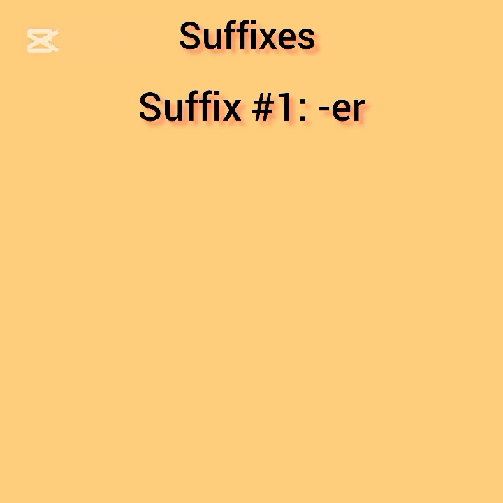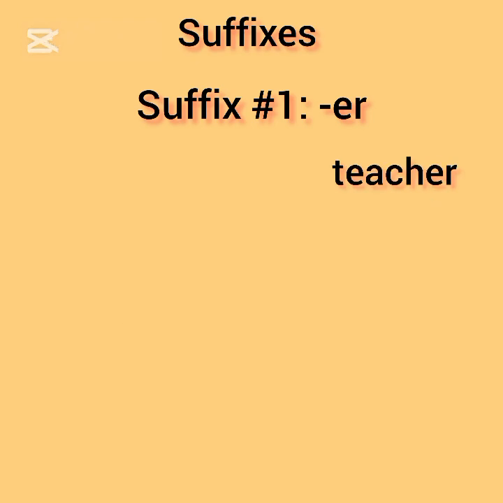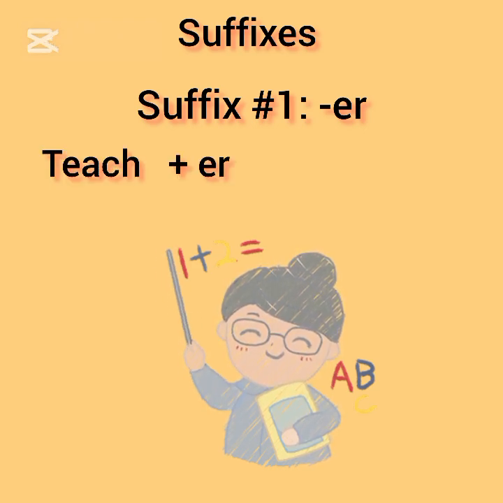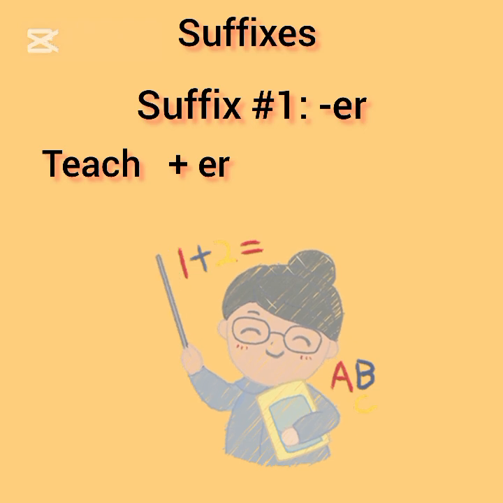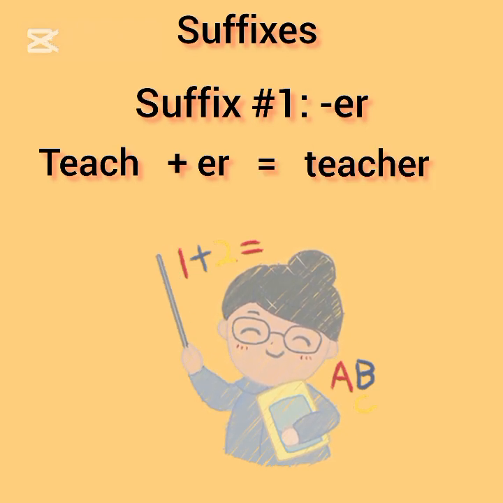Let's make a start with the easiest suffix. Our suffix number one is er. The suffix er often turns verbs into nouns, indicating a person or thing that performs an action. Just have a look at the word teacher. The word teacher is formed by joining teach, a verb, and the suffix er. So then we get teacher, which is a noun.